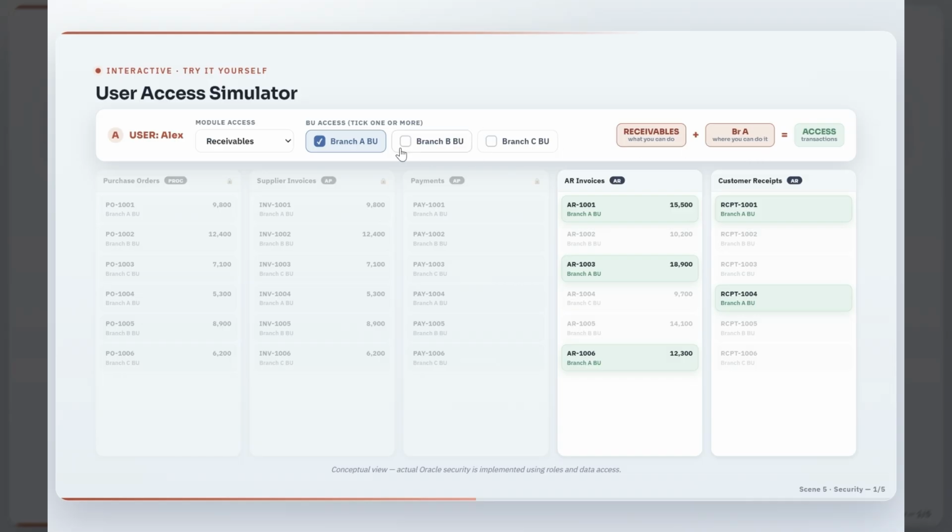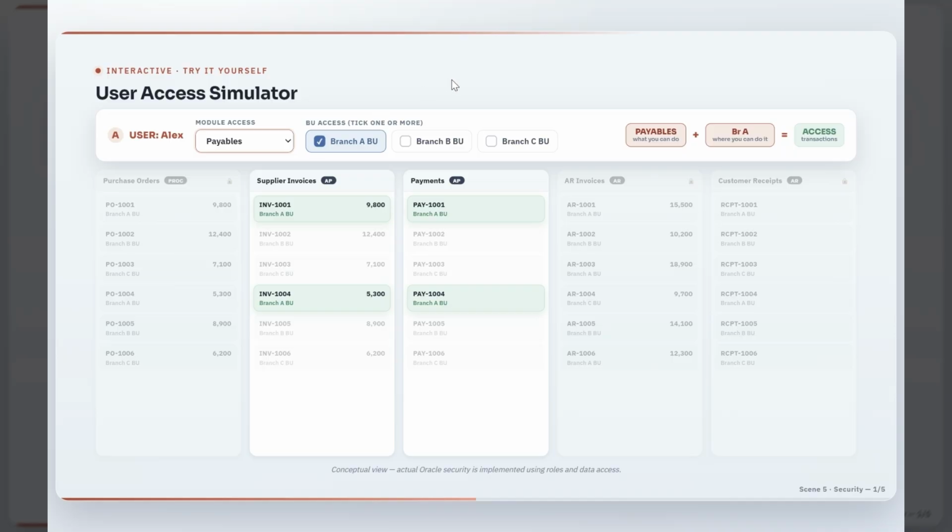Now change the module from receivables to payables while keeping branch ABU access. Alex no longer sees the receivables transactions. Alex can now access branch A supplier invoices and payments because the module has changed, but the business unit boundary remains branch A. Suppose Alex needs to work for both branch A and branch B. We can grant access to both business units. If Alex later joins a central processing team, we may grant access to all three BUs while still limiting Alex to the required module. This simulator is a conceptual explanation.